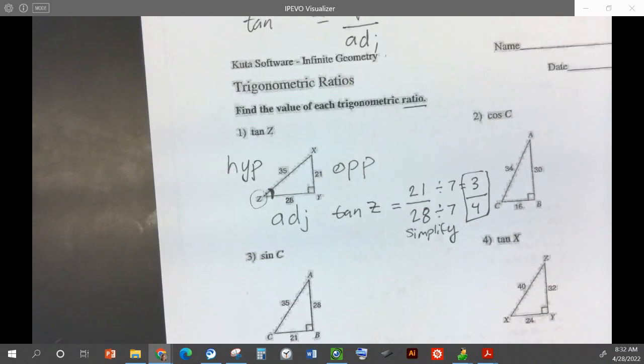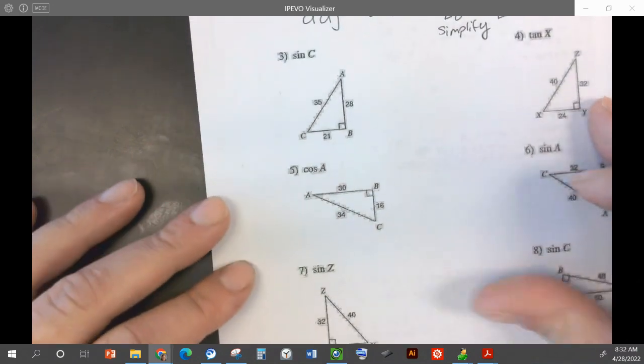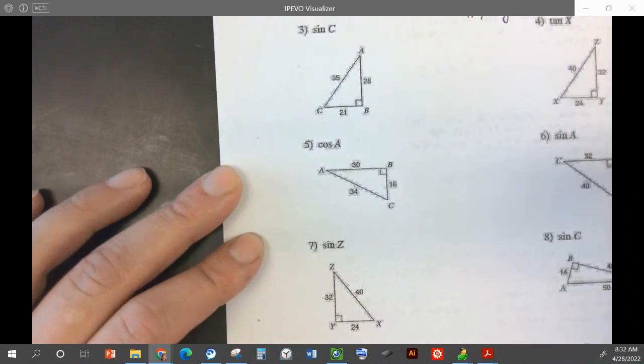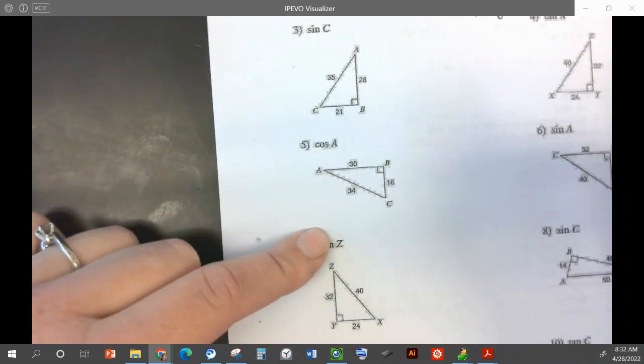All right. Do you guys want to do one more on the back, or are you guys ready? What do you want to do? Do you want to do one more? What do you guys think? We can do one more. We haven't done a cosine one. Let's do cosine. Let's do this one down here, 5.